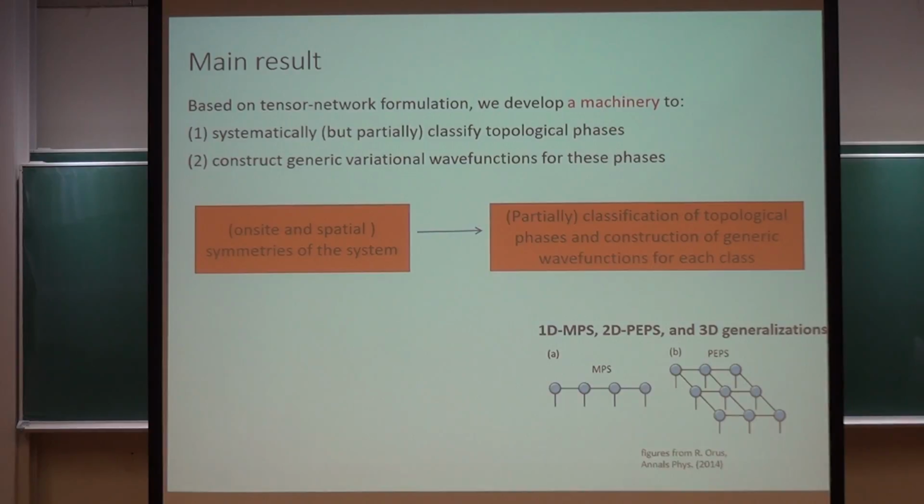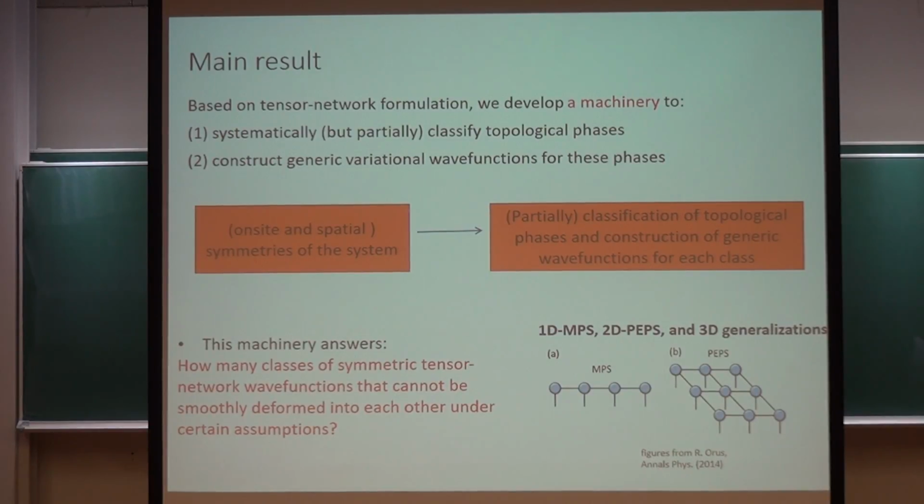So I will describe how this works. What this machinery really does is answer the following question. It really tries to classify symmetric tensor network wave functions. So imagine you have some symmetry in your system, and you want to write down this tensor network wave function respecting the full symmetry. Then you can ask the following question. Can I smoothly deform this one symmetric tensor network wave function into another symmetric tensor network wave function without breaking symmetry? If I can smoothly deform one to the other under certain assumptions, I will claim they belong to the same class. And if I can't, I call them different classes.